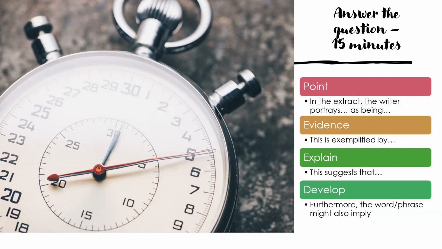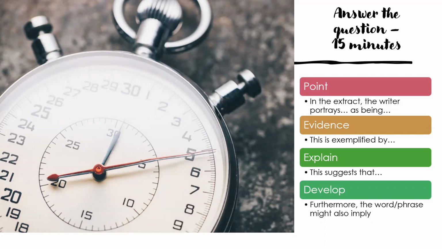So make your point. The example sentence starter I give you is: in the extract, the writer portrays something, something as being something, something. Evidence: this is exemplified by, but you can use multiple words there. This is illustrated by, this is suggested by, or if you're going for top marks, try and embed the quotation in your point. Then explain: what does that quotation suggest to us? What is it showing us?